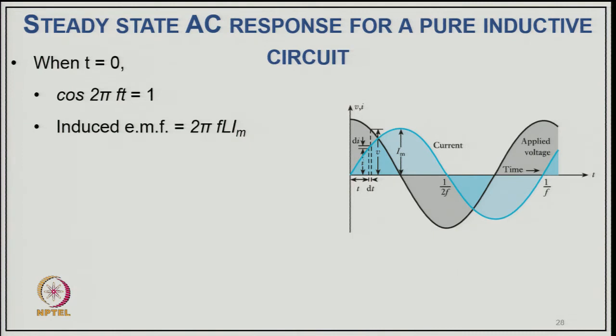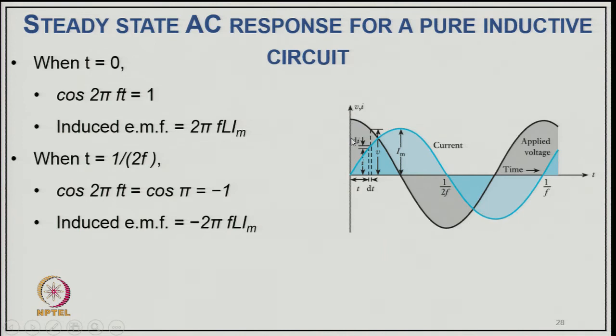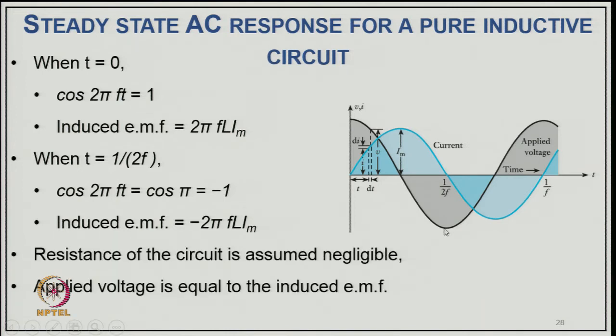So, the induced EMF in the coil is 2 pi f L I m, that is the maximum here, where t equals 1 upon 2 pi f. So, cos 2 pi f t equals cos pi, that is minus 1, and the induced EMF at this point will be minus 2 pi f L I m. So, the resistance of the circuit is negligible and the applied voltage equals the induced EMF.